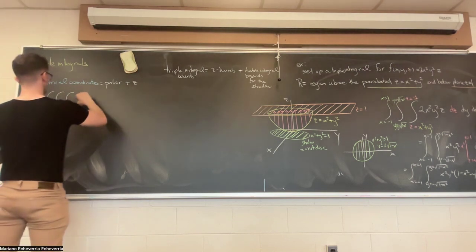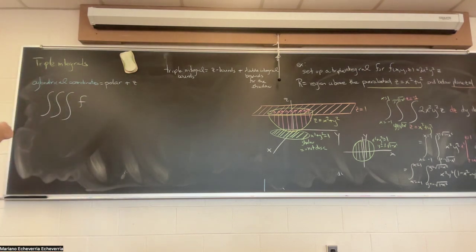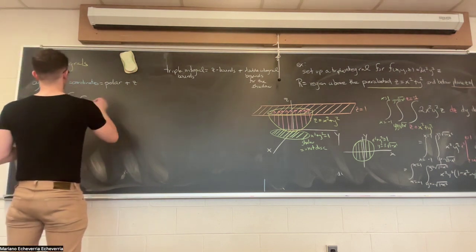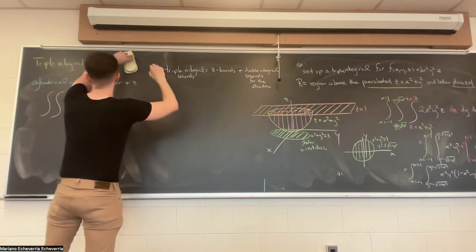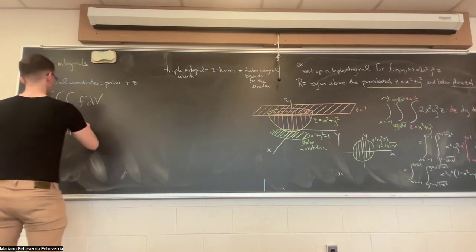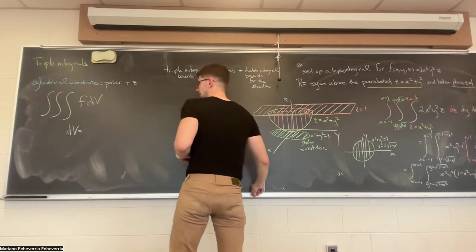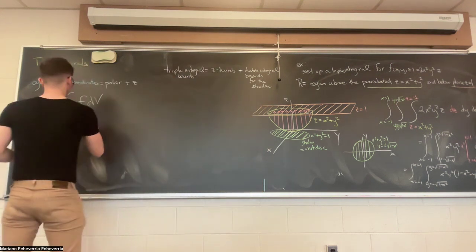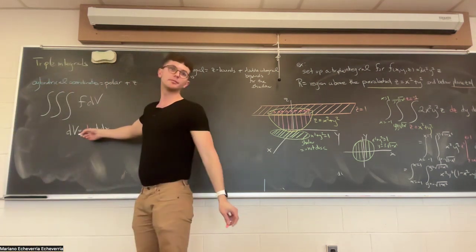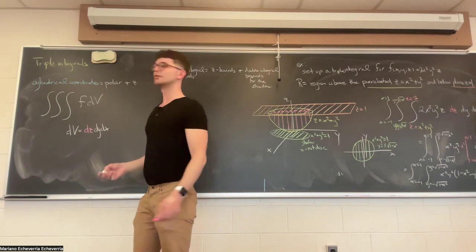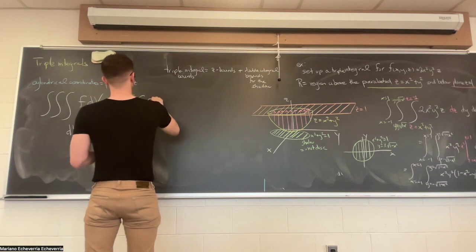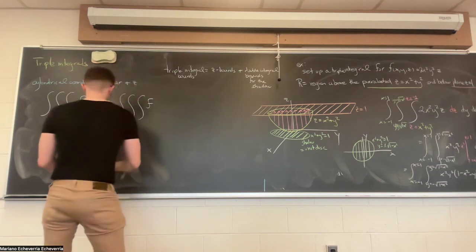Here you have an integral for a function. If you remember, dV was dz dy dx. But dy dx becomes r dr d theta in polar, right? So what you do here in cylindrical is do something like f.